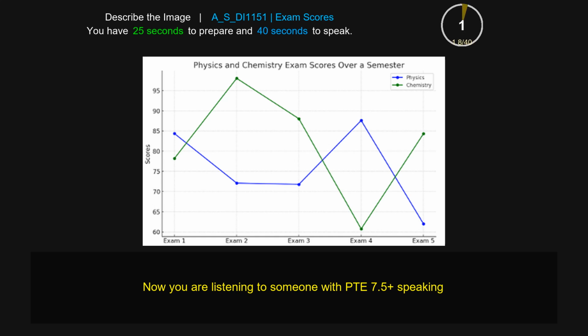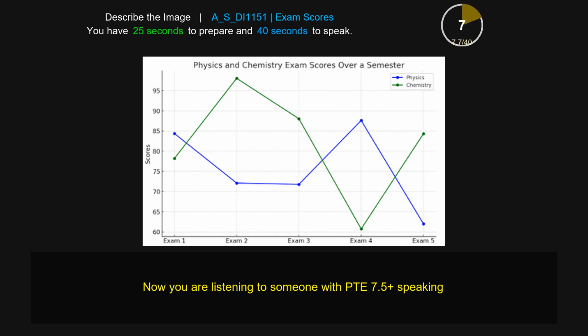The image represents a line graph which shows the information about physics and chemistry exam scores over a semester. From the image, it is clear that some elements are high while others are low. There are noticeable patterns, trends, and comparisons across the data. Although all details are not fully visible, the image gives a general overview of the topic. Overall, it presents useful information in a visual format. The given image provides crucial information about physics and chemistry exam scores over a semester.